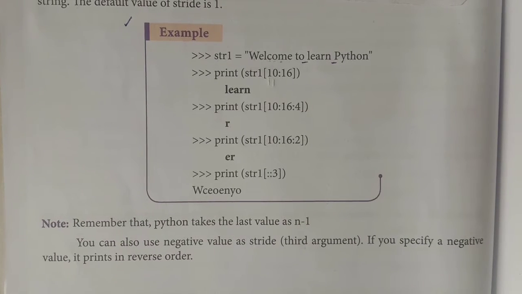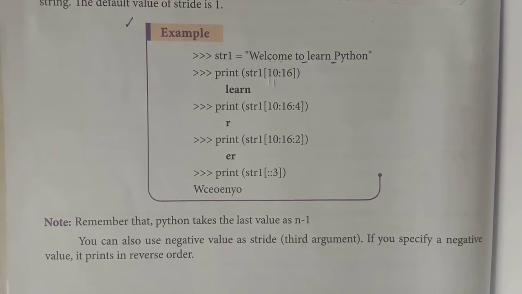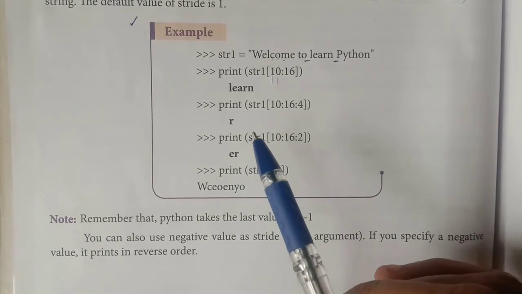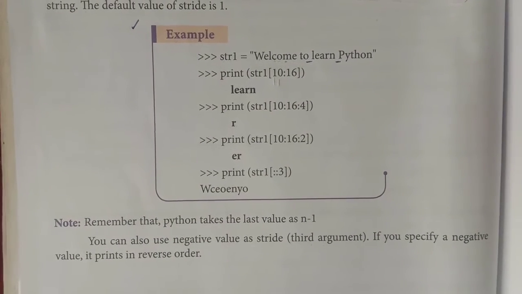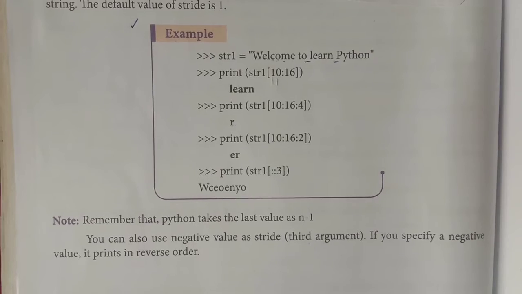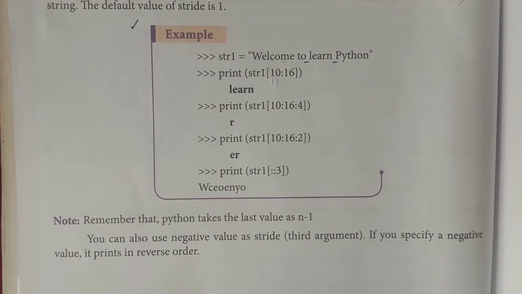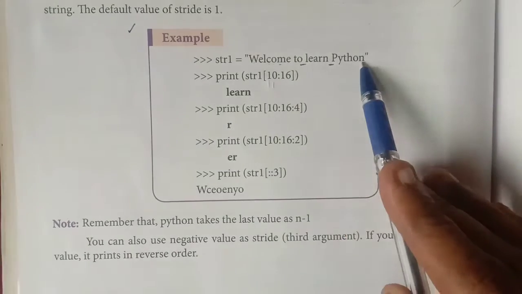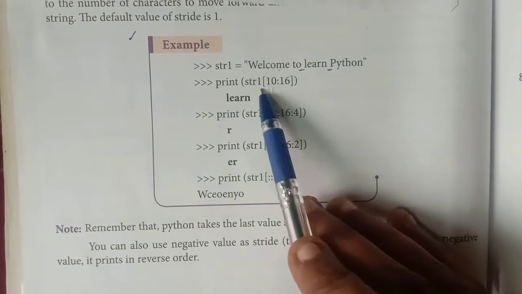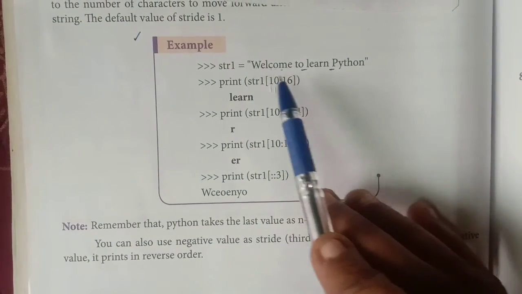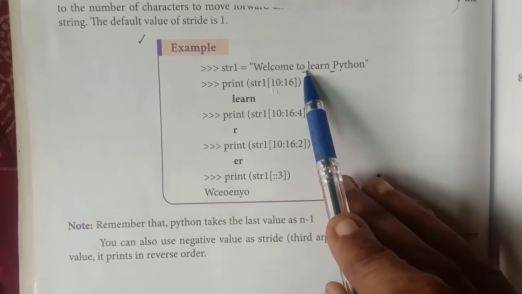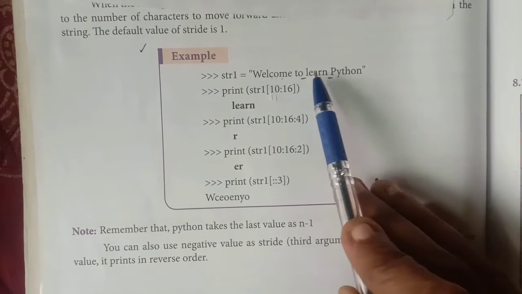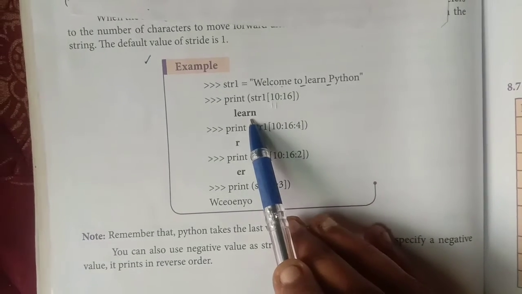Now we will see the example for string. We saw what is string slicing and how to use it. Now next one is how to use the extra third argument, which is called stride. Now the string is given as welcome to learn Python. Print str1 10:16. So from the 10th element, that is LEARN, from 10 till 16 will be printed.